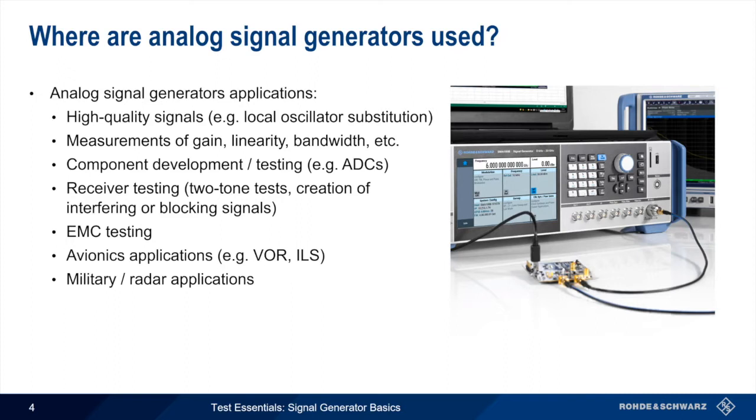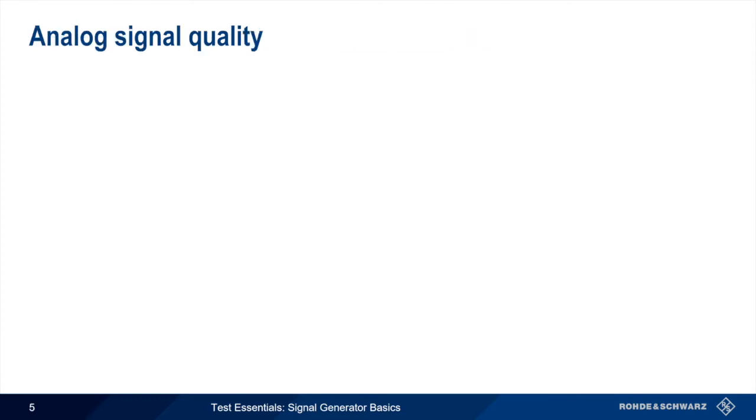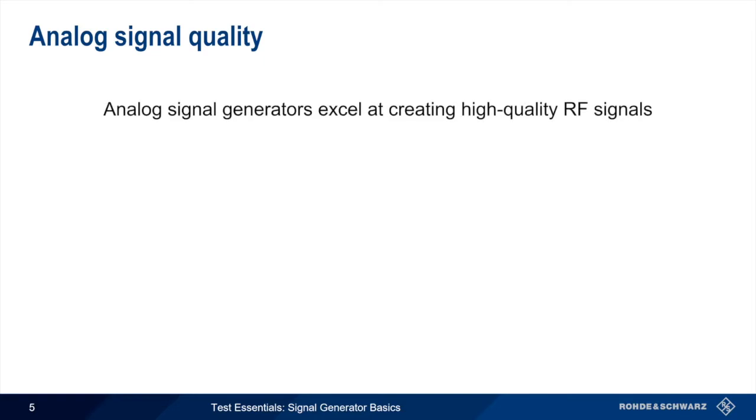Analog signal generators have two advantages over vector signal generators. They usually cost less, but more importantly, they provide very high-quality signals. Let's talk about this second point in a bit more detail. If there's one thing that analog signal generators excel at, it's creating high-quality RF signals. Signal quality can be divided into three performance areas.